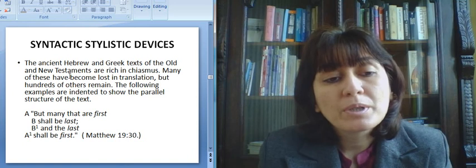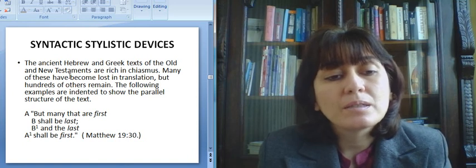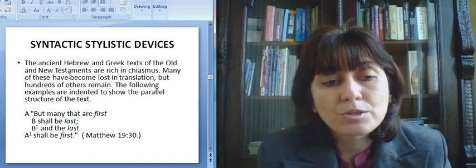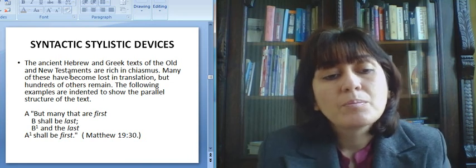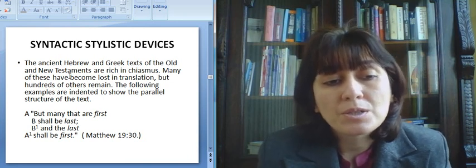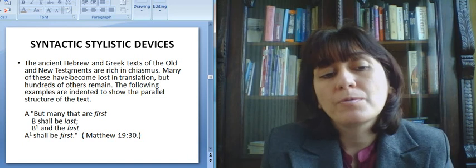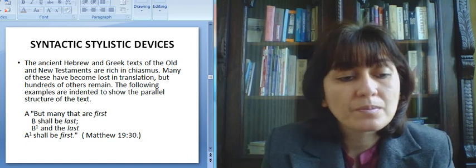The ancient Hebrew and Greek texts of the Old and New Testaments are rich in chiasmus. Many of these have become lost in translation, but hundreds of others remain. The following examples are indented to show the parallel structure of the text. But many that are first shall be last, and the last shall be first.